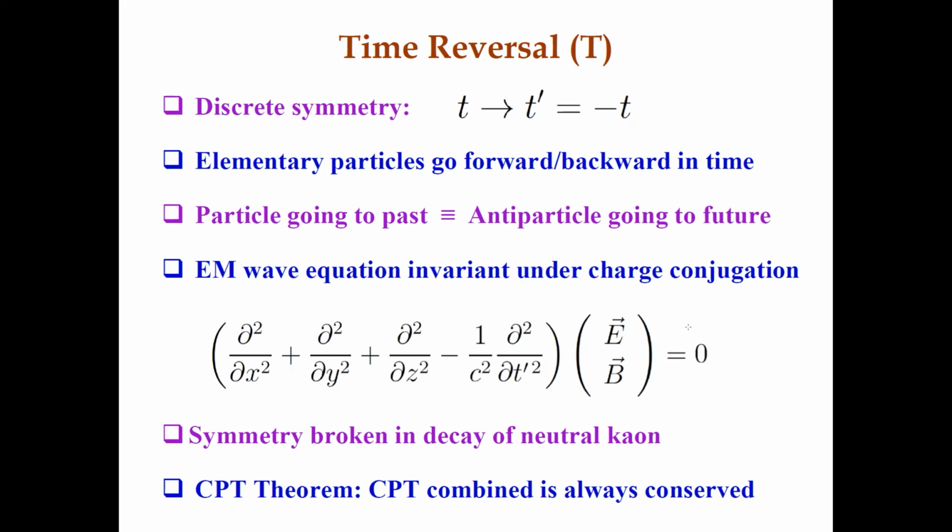Actually, a particle going to the past looks the same as an antiparticle going to the future, and vice versa. And our electromagnetic wave equation is also symmetric under time reversal, because if t goes to minus t, nothing will change since you have dt squared there, right? So this is a symmetry of electromagnetism as well.